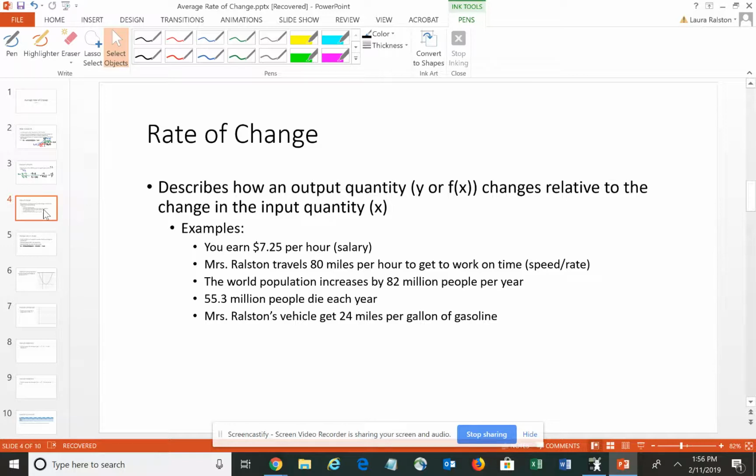Miss Ralston travels 80 miles per hour to get to work. If you look at, they're looking at speed, 80 miles per hour. The world population increases by 82 million people per year. 55.3 million people die each year. Miss Ralston's vehicle gets 24 miles per gallon of gasoline. Okay, typically when you're thinking about rate of change, you're thinking about things like the amount per hour or the miles per hour or people per year. You got that per idea.